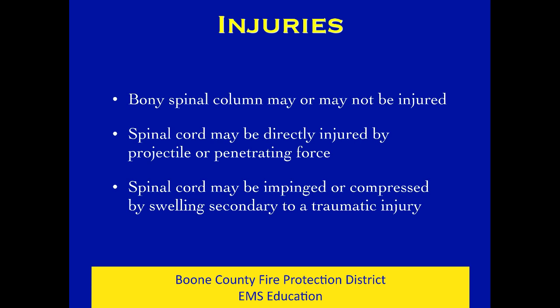So where does this come from? Well, the bones in your spinal column may or may not be injured. The cord is injured. Now, one way to injure your cord is to injure your spinal column and have the bones impacting or impeding or compressing, impinging in some way the spinal cord. But you can have just direct cord trauma without a lot of bony trauma.